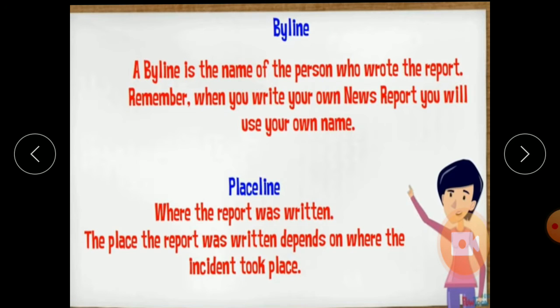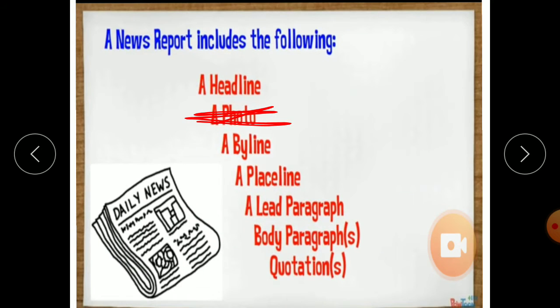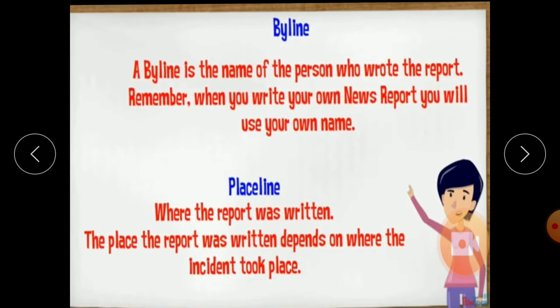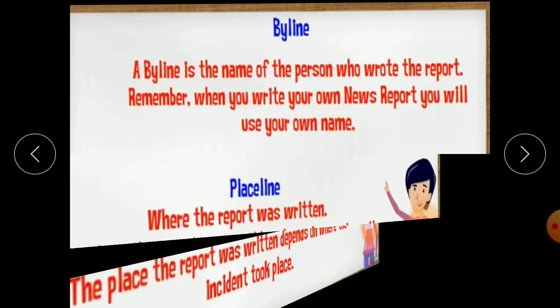So what do we mean by the byline? In the previous video we have just seen we need a headline, a byline, a place line, a leading paragraph, a body paragraph and quotations. Now what do we mean by the byline? Byline is the name of the reporter, which is given in the question. You will not put your own name if it has not been asked. And if you do not find any kind of name in the question, then you have to write XYZ. Then what is the place line? Place line is the place where the report was written, and the place the report was written depends on where the incident took place, right?